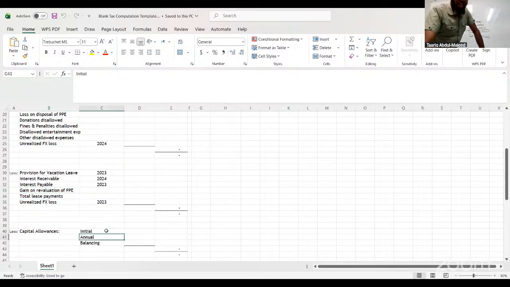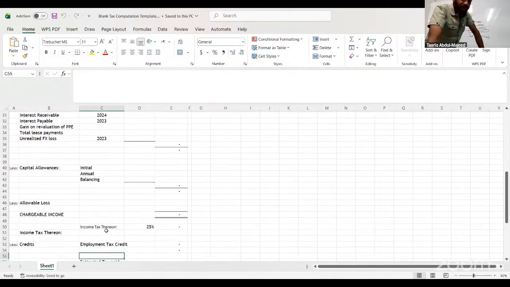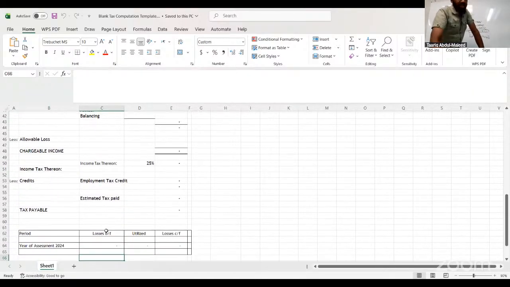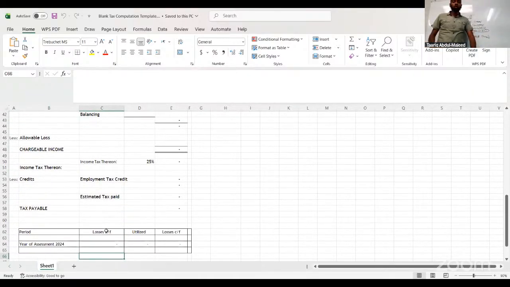And additionally, your capital allowances now, you subtract your allowable loss, you reach a chargeable income, then you deal with employment tax credit, if you paid any estimated taxes throughout the year, to see what the tax payable is. If you had a loss, you carry it forward, and see how much you utilize. I try to make this as comprehensive as possible, but in case there's something else I missed, at least you can drop it somewhere.